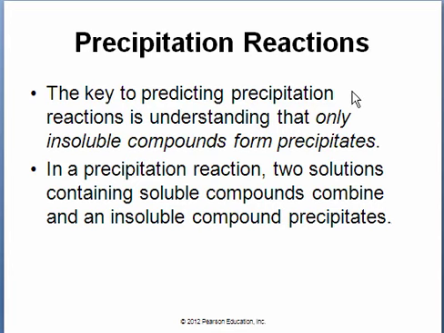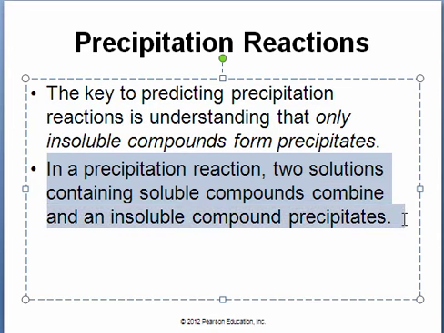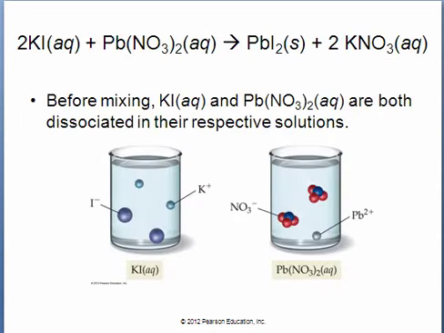The key to understanding precipitation reactions is understanding that insoluble compounds form the precipitate. Precipitate in chemistry is the same as an insoluble compound that forms. Precipitation reactions always contain two solutions with soluble compounds that combine, and at least one insoluble compound forms. So let's look at the example we looked at previously.